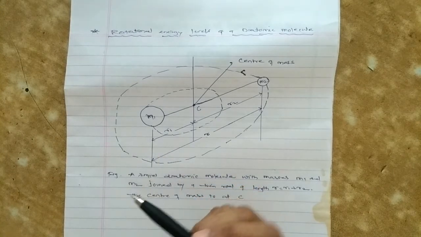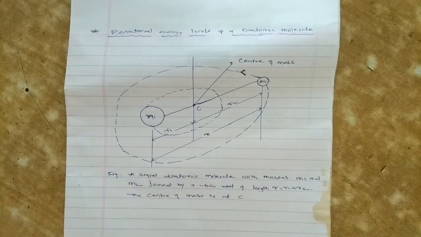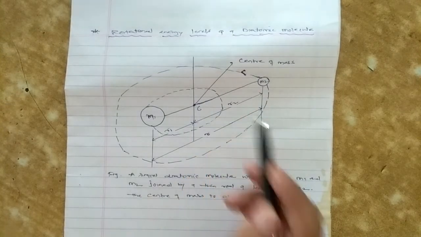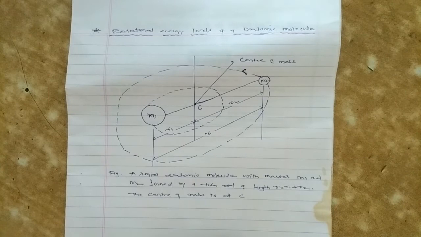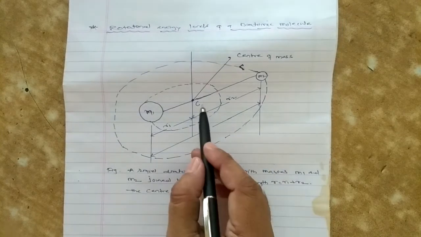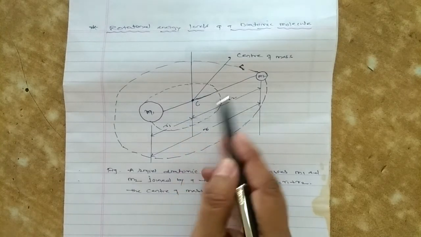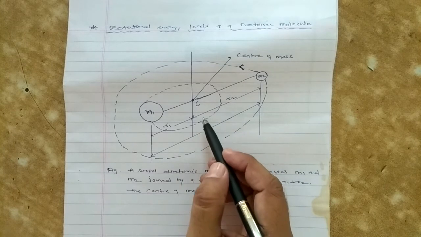The lowest energy level of a diatomic molecule arises from rotation about its center of mass. This is the C, meaning center of mass. Consider a linear rigid diatomic molecule as shown in the figure. The two masses rotate about the axis that passes through C, the center of mass, and perpendicular to the bond length. This is the bond length R.